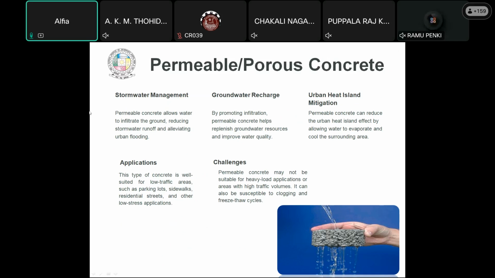But with the use of permeable concrete, the issues of rainwater harvesting and urban water infiltration can be resolved.